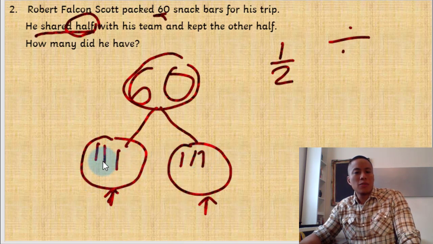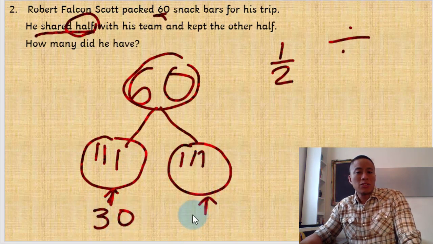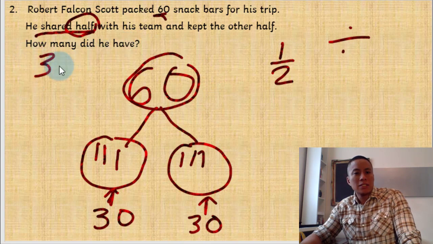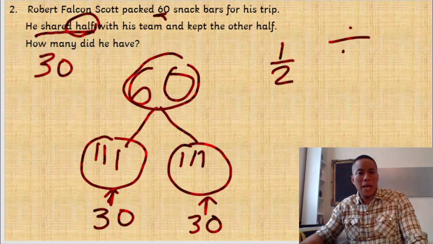I've drawn my tens in here. We've got 3 tens there. We know that 3 tens is 30. Another 3 tens here. We do have equal parts, people. So half of 60 is 30. How many did he have left? He has 30 left. Bam, done it.